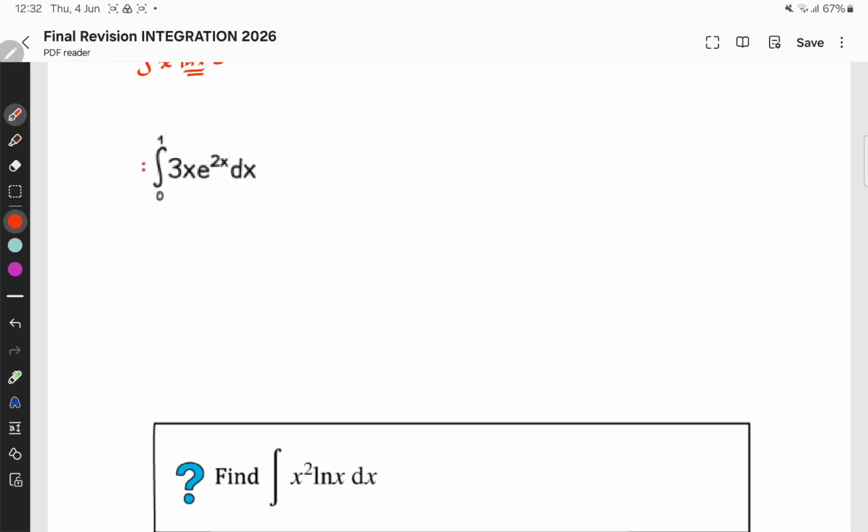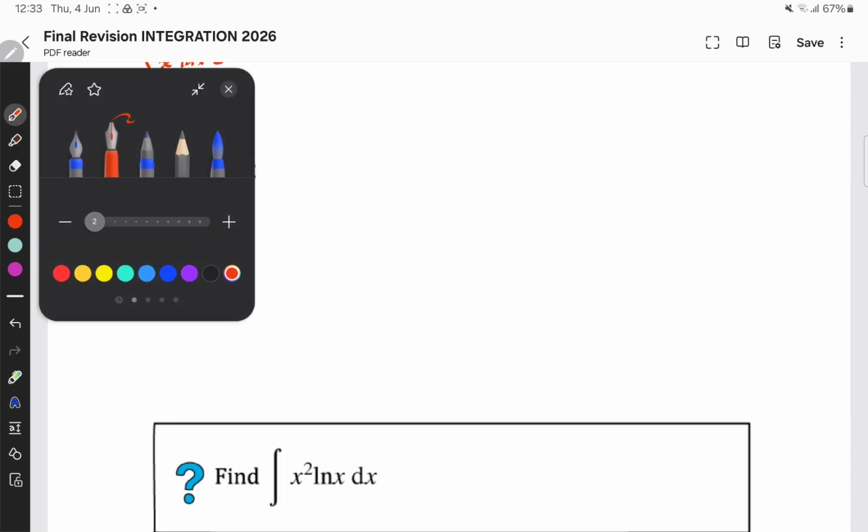Here I have the integral from 0 to 1 of 3x times e to the power 2x. We cannot use recognizing here. So also we cannot use substitution. Why? Because you cannot write f times f prime, because here is 2x and outside I have 3x. I cannot use recognizing, so that means you will use parts to solve that question.